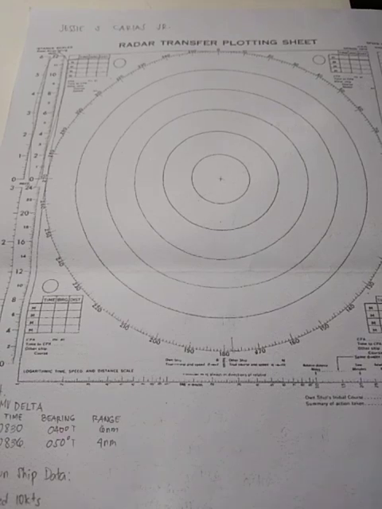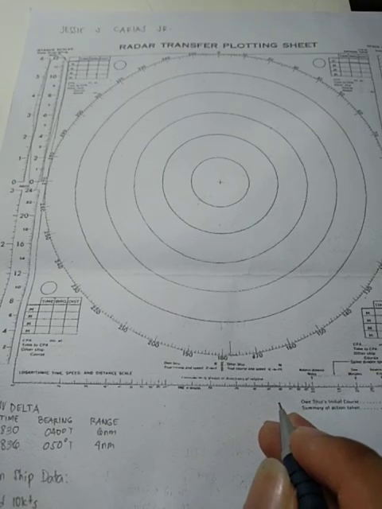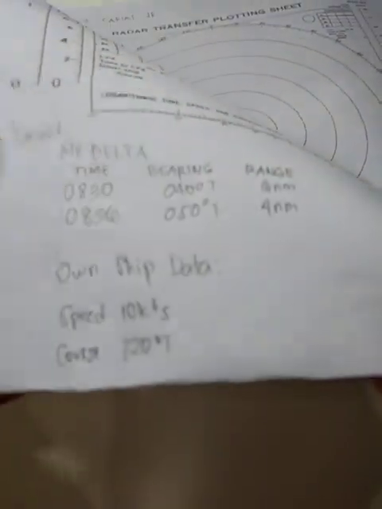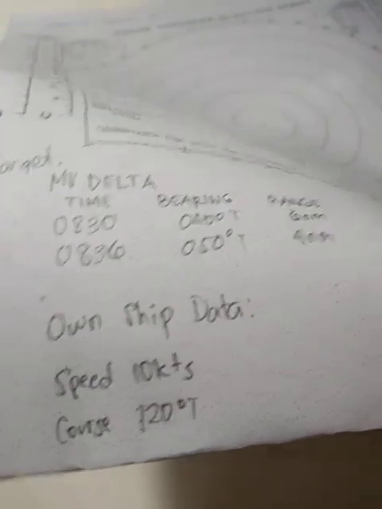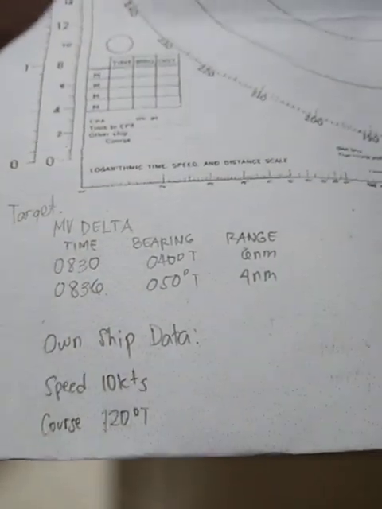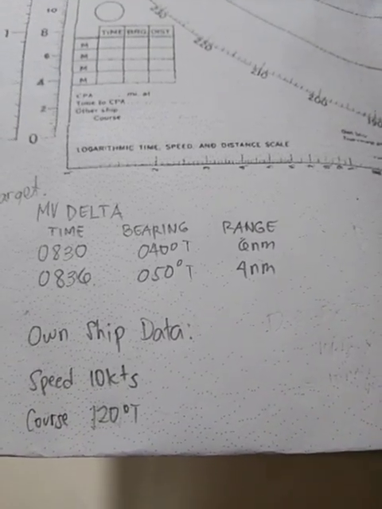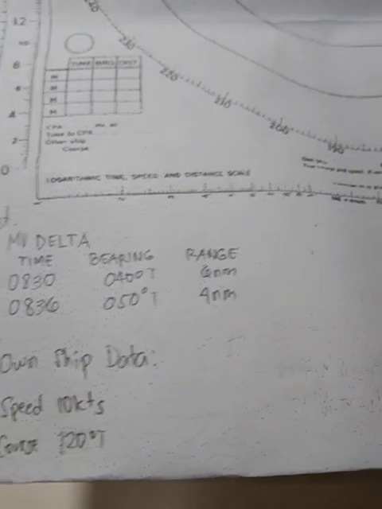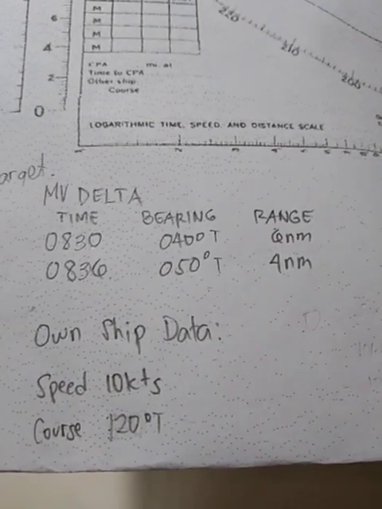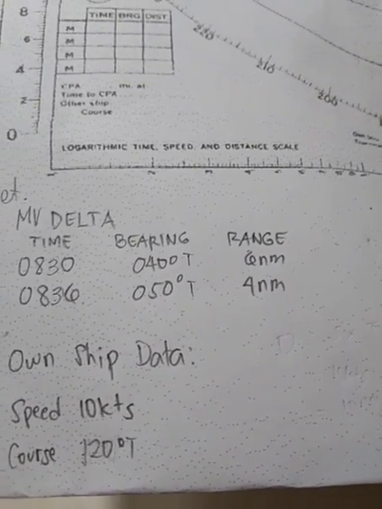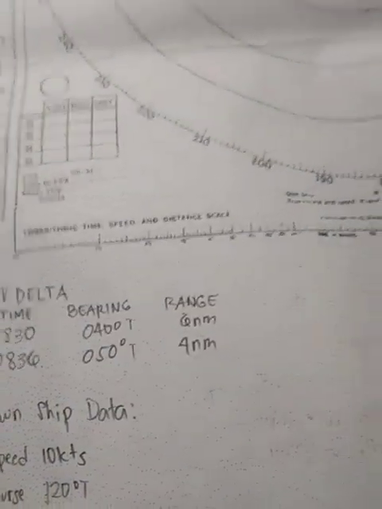I am going to show you how to do radar plotting. First, we have our own ship data. Our speed is 10 knots and our course is 120 degrees true. And our target's data: at time 0830, we have a bearing of 040 degrees true and a range of 6 nautical miles. At 0836, the bearing of the target is 050 degrees true and 4 nautical miles.